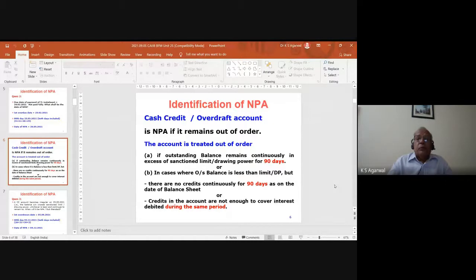There may be few instances where outstanding balance is below limit or DP, but there are no credits continuously for 90 days as on the date of balance sheet. Even then, this account will be classified as NPA. Or if there were credits, but they were not sufficient enough to cover the interest debited during the same period. In this case also, this CC or OD account will become NPA.